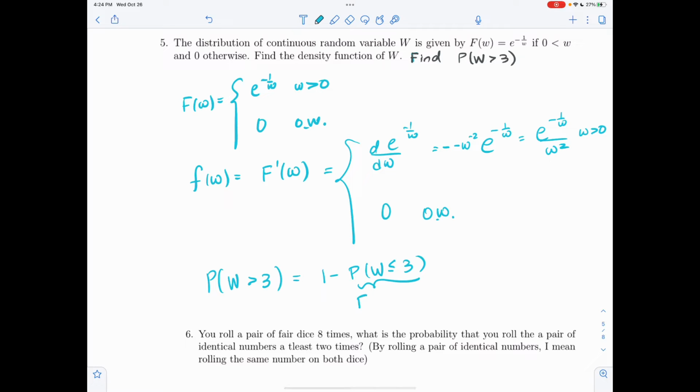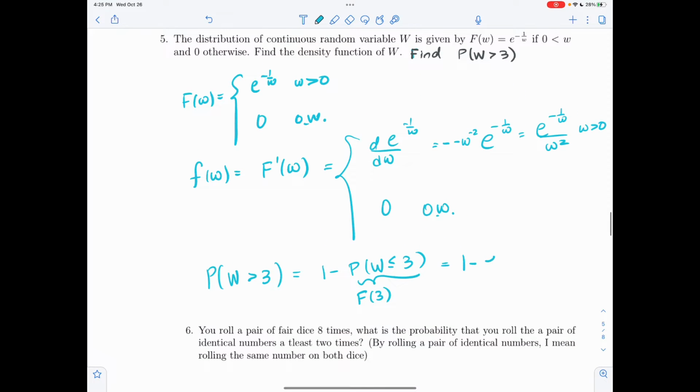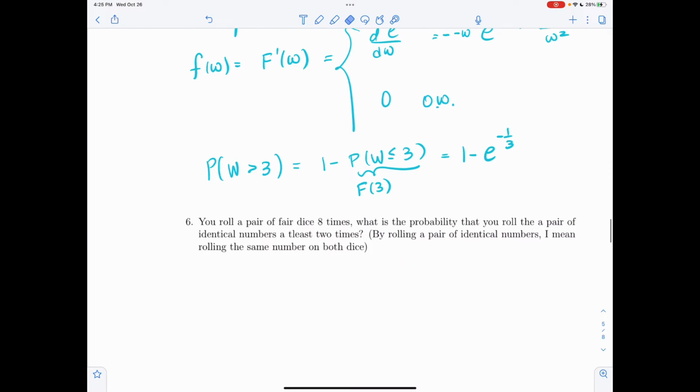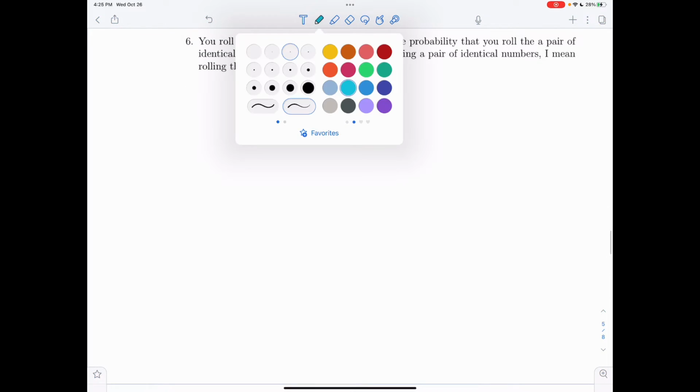But what is this? This is just the amount of gold to the left of 3 like we spoke of, or the cumulative distribution function evaluated at 3. So it's 1 minus e to the minus 1/3. Okay? So it's easy to do this. If you're given the CDF for finding out something like this, you don't need to do an integral. All right, so that's just an aside. Okay. All right, so now let's move on to number 6.